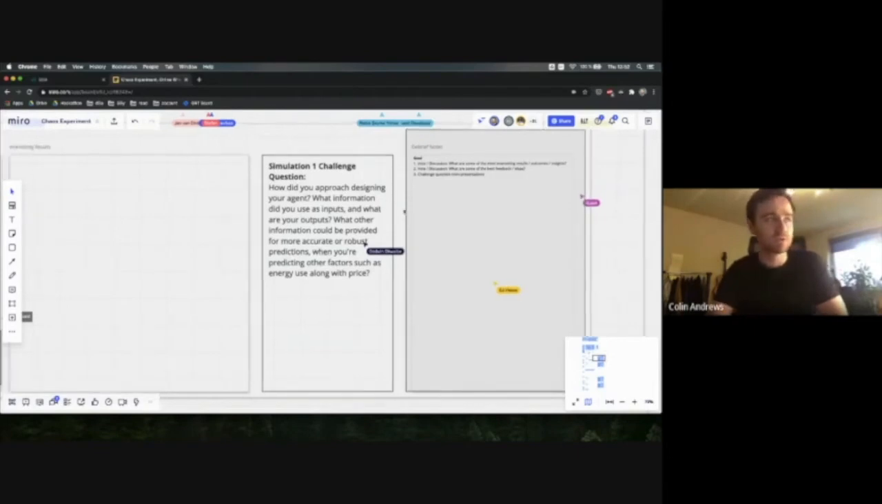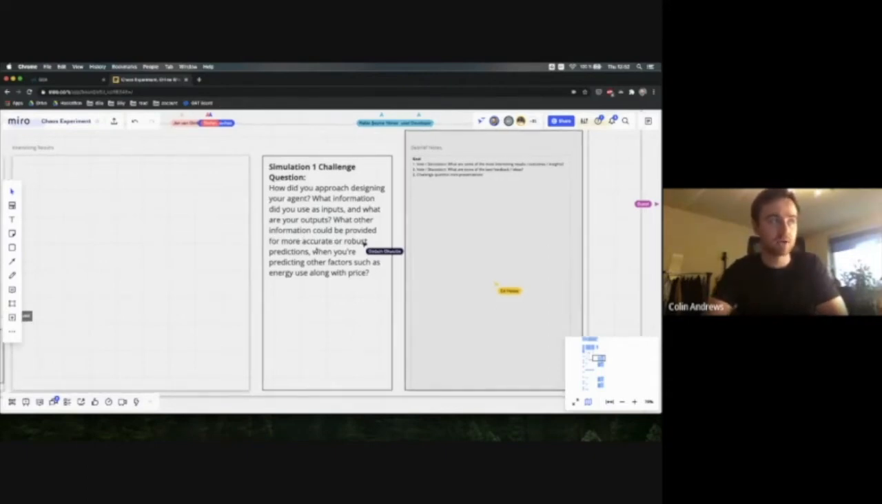How did you approach designing your agent? What information did you use as inputs, and what are your outputs? What other information could be provided for more accurate, robust predictions when you're predicting other factors such as energy use along with price? So put something together.